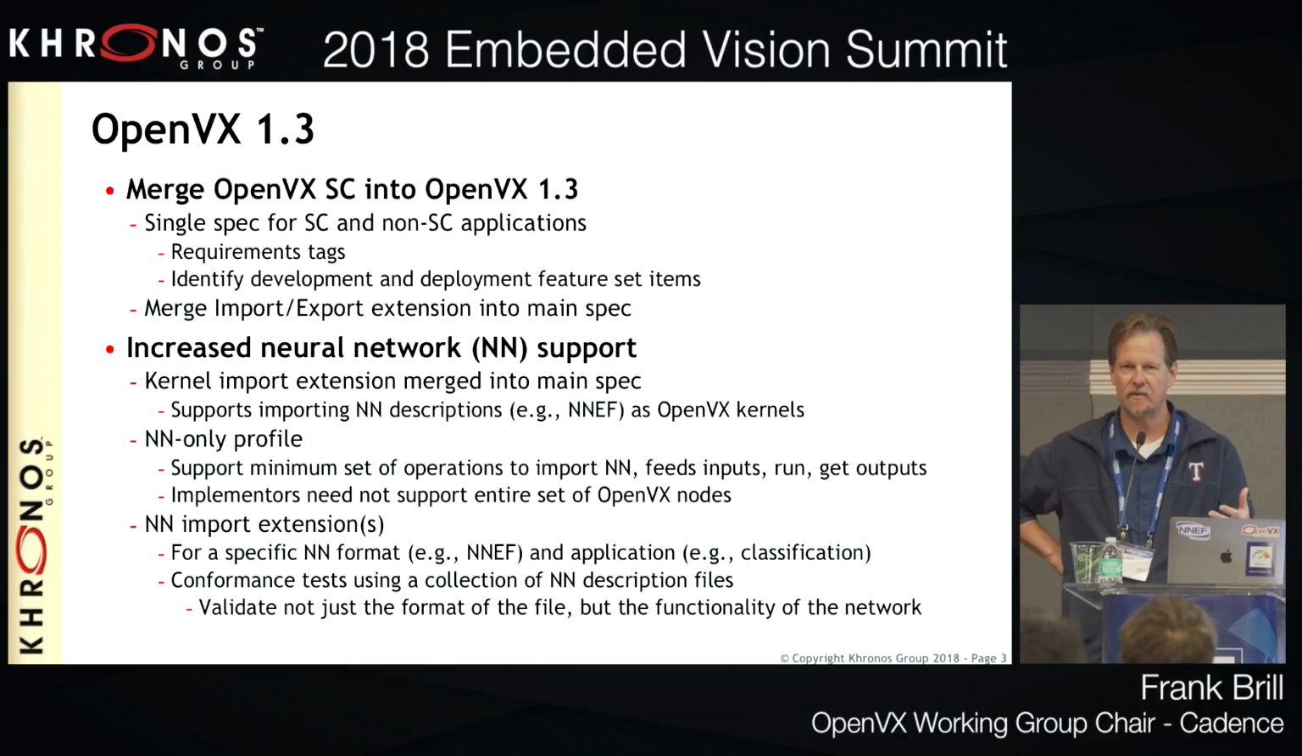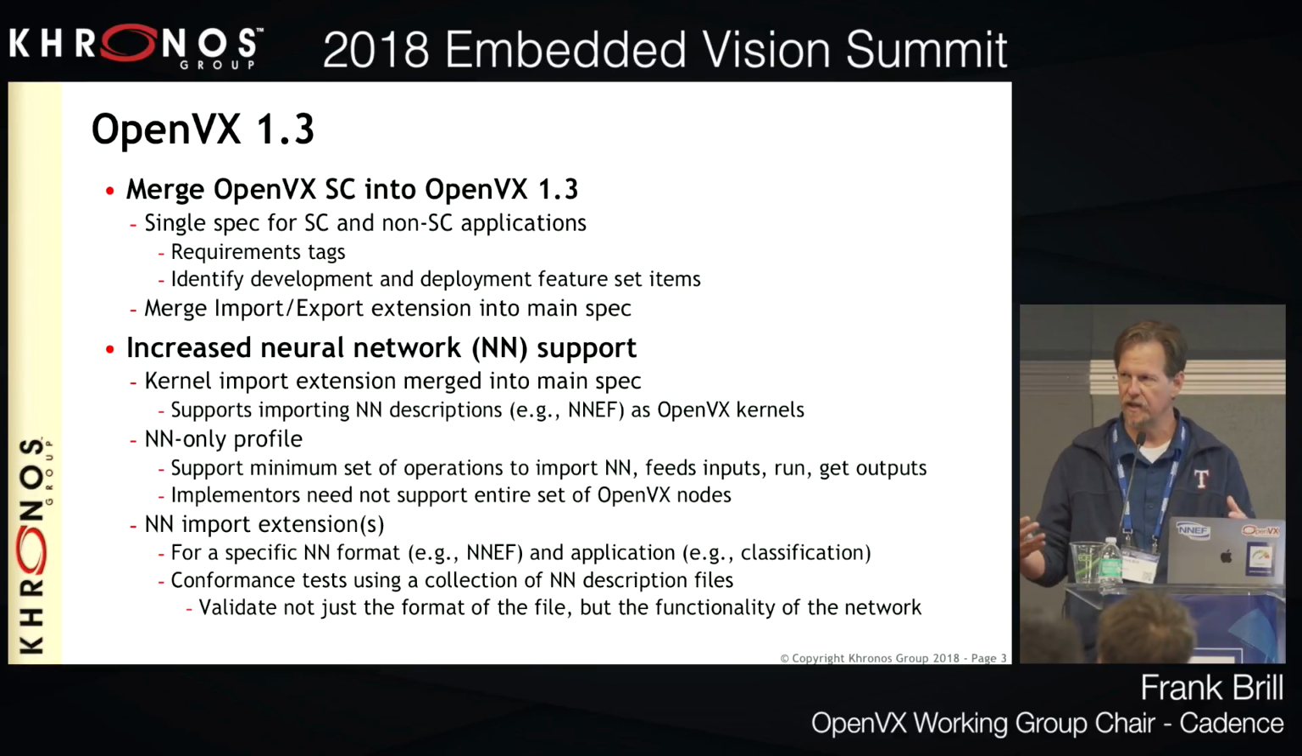So some of those functions are quite large and sophisticated, and you may not want to support all of those. You're focused on neural networks: you want to import your neural network, feed it inputs and get outputs, and maybe there are a few image processing things you want to do on the front end, but you don't want to support KLT tracking, or every kind of color conversion. Maybe there's a subset of OpenVX that you could support.